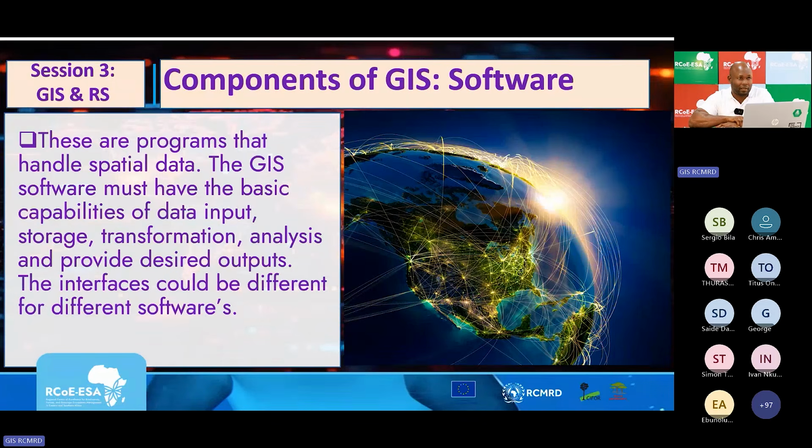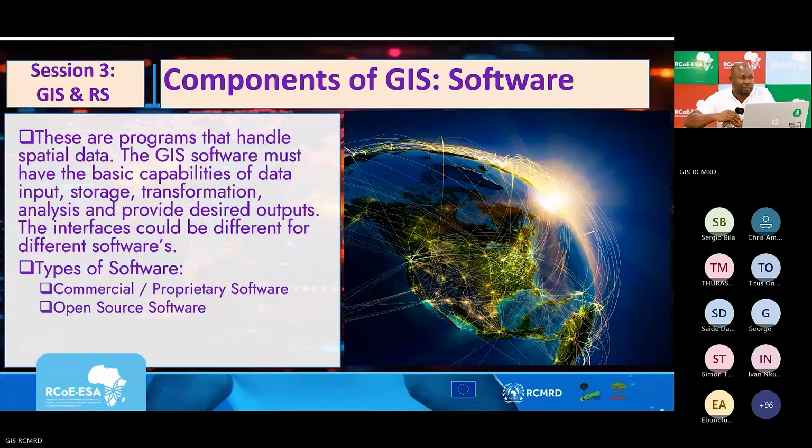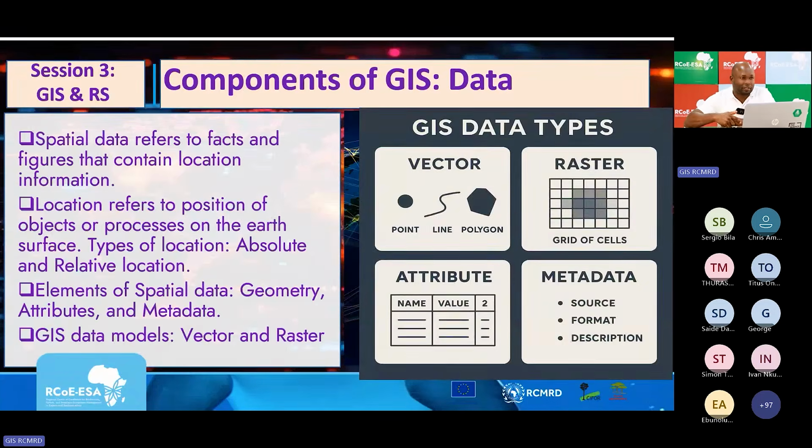So this training is anchored on ArcGIS because it's one of the best software that you can use in terms of data processing and analysis related to ecosystems and biodiversity. I've talked about commercial and open source. Spatial data, I talked about vector and raster data sets.